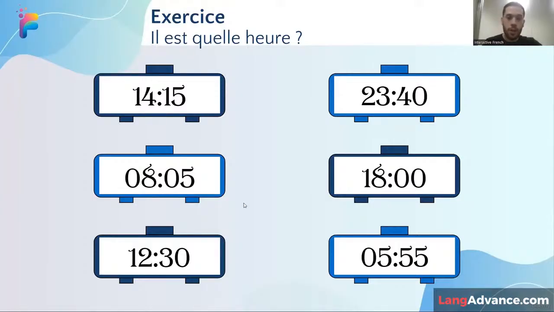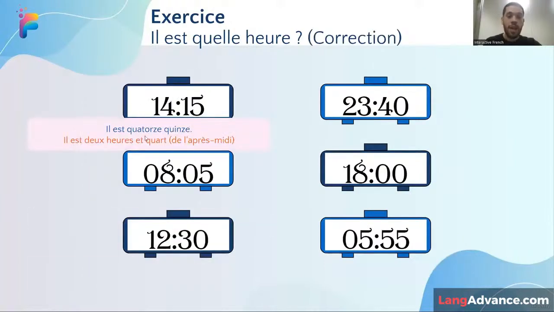Okay, so let's try to pronounce those time indications here. So for the first one, we have il est 14h15, right? Il est 14h15. So you can say il est 14h15, or you could say il est 2h15, right? And then you would have to specify de l'après-midi, right? Because it's in the afternoon here. Il est 14h15, or il est 2h15.